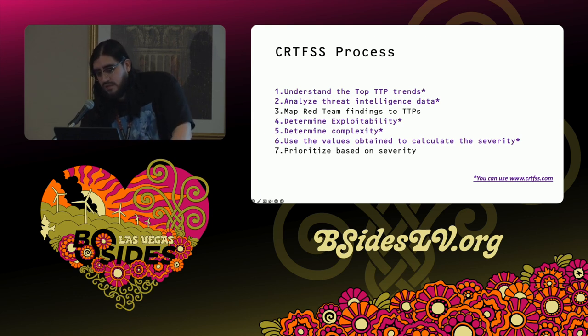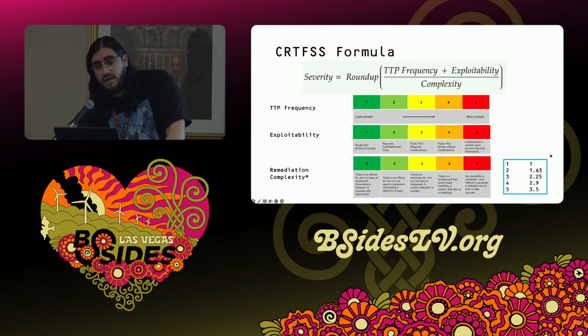Then you need to map each rating finding that you have to its corresponding MITRE attack ID. After that, you need to evaluate the exploitability and complexity, and with those values, calculate the severity for each one. Then prioritize your findings based on their severity. It is important to mention that for all the purple ones, you can use the CRTFSS website. So don't worry, I'll explain later how to use it.